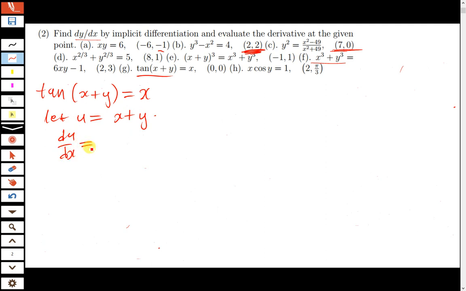So du dx is going to be equal to, when you differentiate this, you get 1. Differentiate y with respect to x, you're going to get dy dx. And then this is what we have as du dx. And then let's also write this expression. So we're going to have tan in terms of u. So we're going to have tan u, because we said this part is equal to u. We're going to have tan u is equal to x.